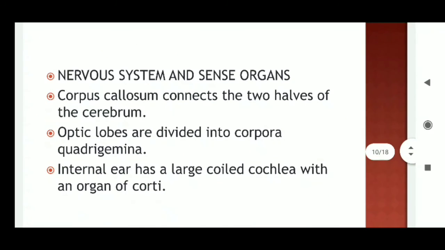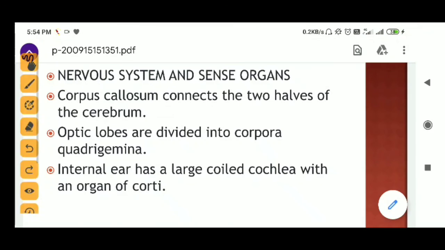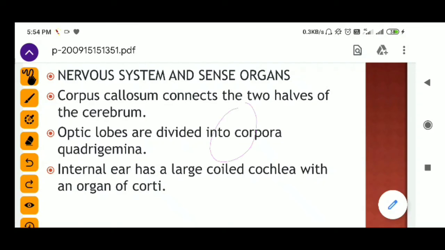Coming to the nervous system and sense organs in mammals. The two halves of the cerebrum are connected by a band called the corpus callosum, which is present only in the nervous system of mammals. The optic lobes are divided into corpora quadrigemina. The internal ear has a large coiled cochlea with an organ of Corti.